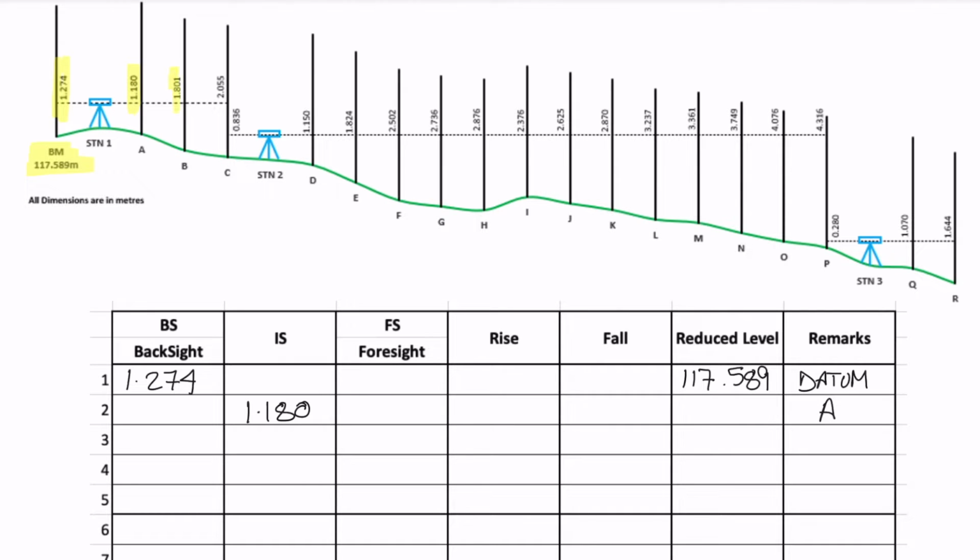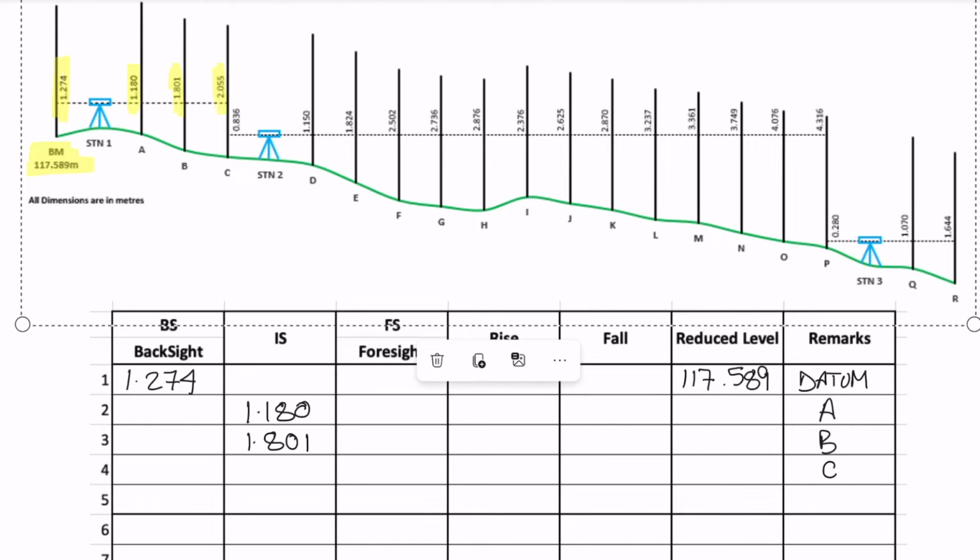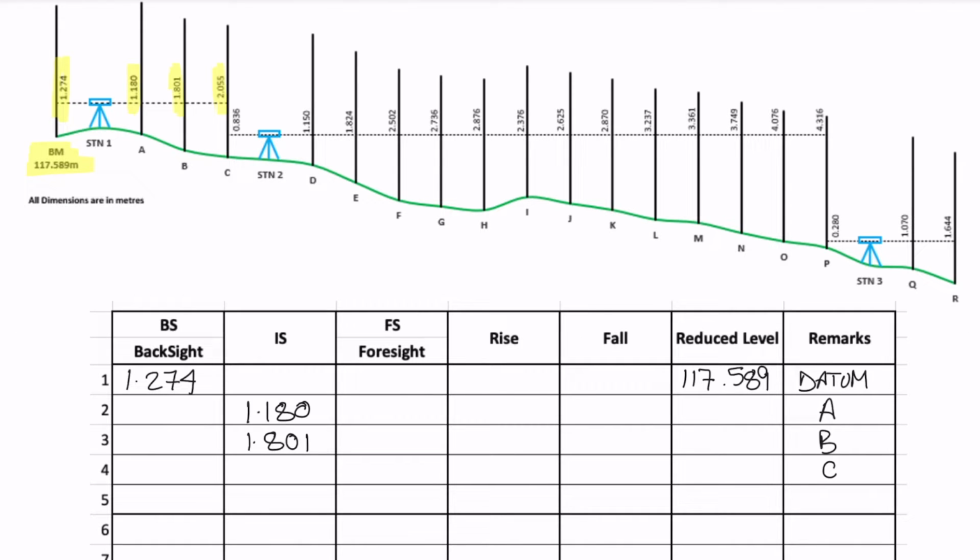Next reading taken is at point B. It is also an intermediate reading. The value is 1.801. Next at station C, this is the last reading taken when the level is at station 1. Under remarks, we can fill in the value of C, and under the foresight column, we enter in the value of 2.055.